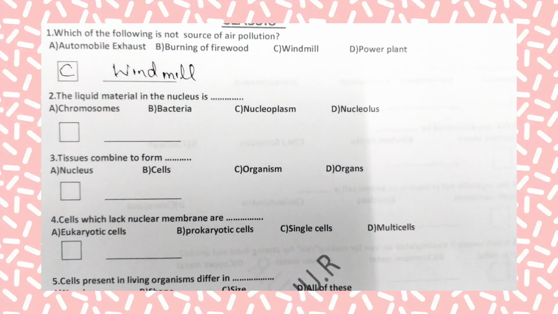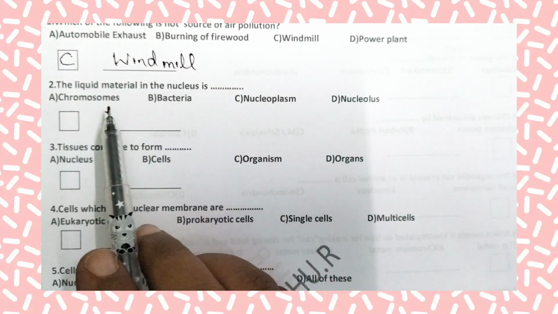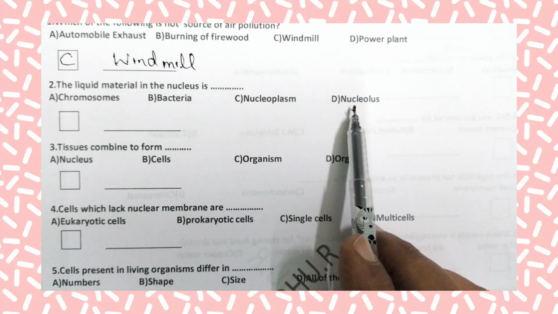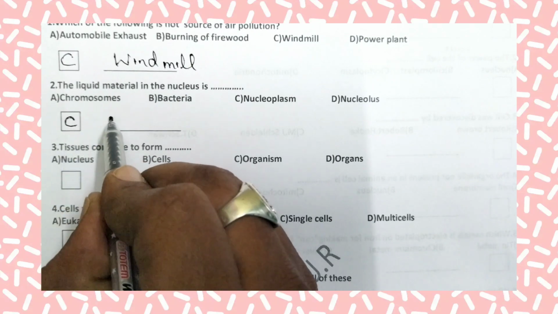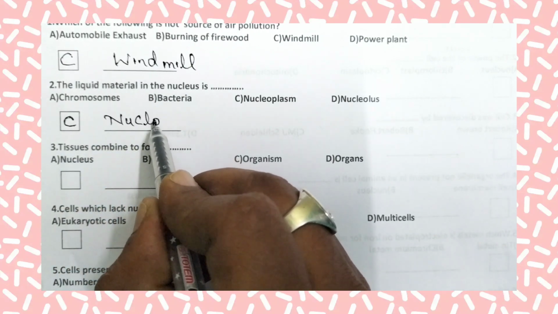Now let us move to the second question. The liquid material in the nucleus is chromosomes, bacteria, nucleoplasm, nucleolus. So the right answer is option C, nucleoplasm.